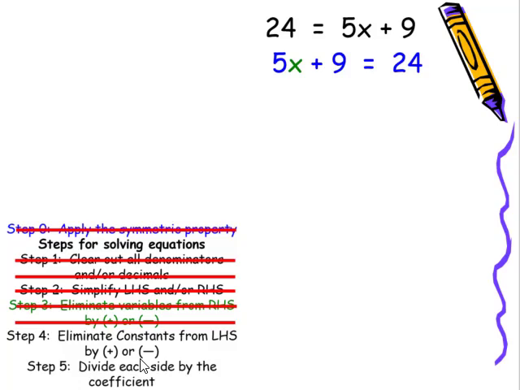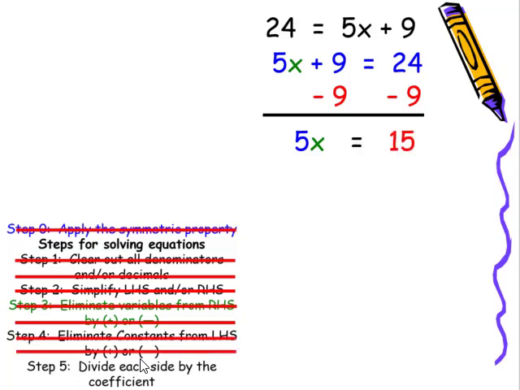Eliminate constants from the left-hand side by adding or subtracting. Since this is a plus 9, we'll subtract 9 from both sides, leaving us with 5x is equal to 15. Step number 4 is complete, and step number 5 will just divide both sides by the coefficient of x, which is 5. The 5's will cancel, x is equal to 3. Let's take a look at the next example.